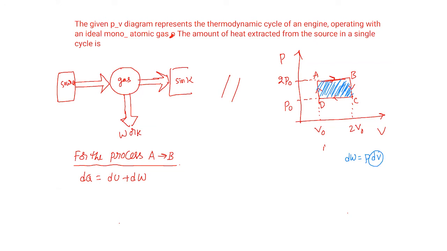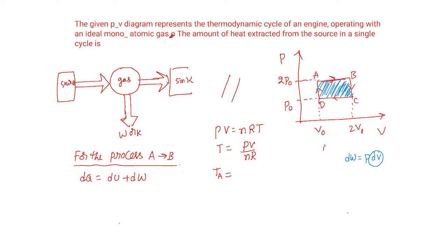Understand this, all of you. If a PV curve is given to you, or a PT curve, or a VT curve, you know two values at any state. At any state, you know two values, P and V. The other thermodynamic variable will be calculated by the ideal gas equation: PV equals nRT. So T is equal to PV by nR. Now tell me, what is the temperature at point A?